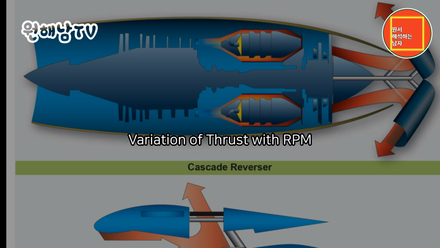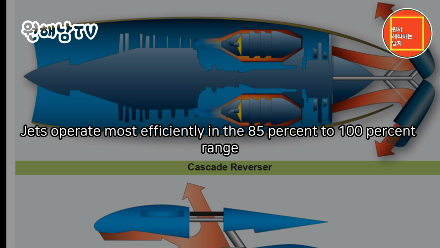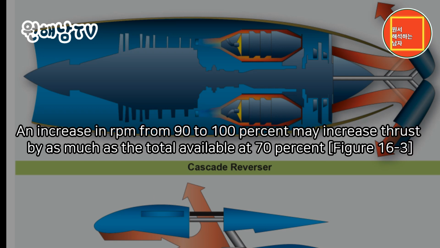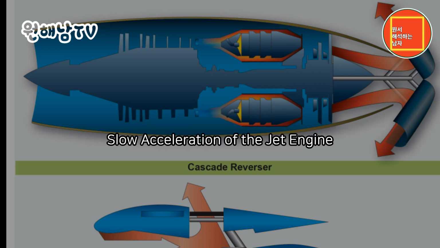Variation of thrust with RPM. Jets operate most efficiently in the 85% to 100% range. At idle RPM of approximately 55% to 60%, they produce a relatively small amount of thrust. An increase in RPM from 90 to 100% may increase thrust by as much as the total available at 70%. Figure 16-3. Slow acceleration of the jet engine.